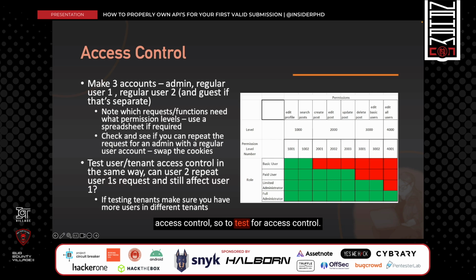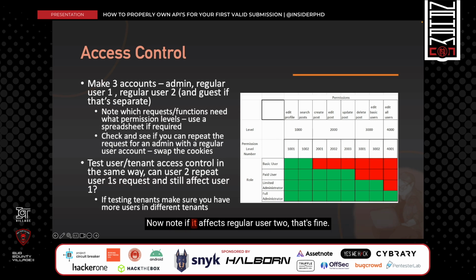So access control. So to test for access control, you have to make some accounts. Now, I recommend having 3 accounts: an admin user, if you can have an admin user, a regular user 1 and a regular user 2. If you can't have an admin, then it's just 1 and 2. So you want to do requests on the first account, so that's regular user 1, and see what happens. So, edit a post, search post, create post, whatever. Now, if you change out regular user 1's cookie in that request for the cookie used for regular user 2, does that still affect regular user 1's account?